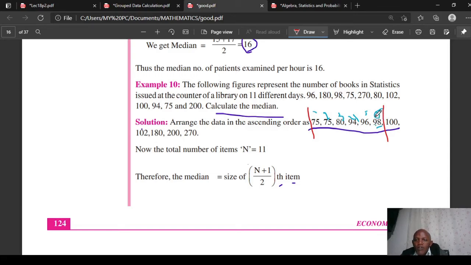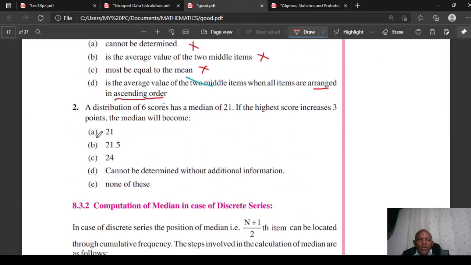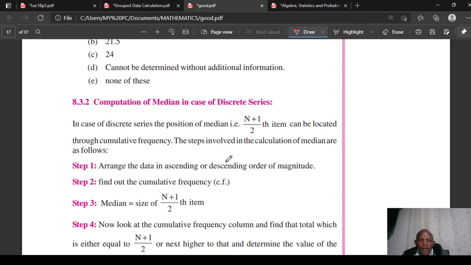Now the last value here has increased by 3. Will it change the position of the middle value? There you have it. So it means that the median here will not change, and so this is the true value. Now we want to start computing these values.